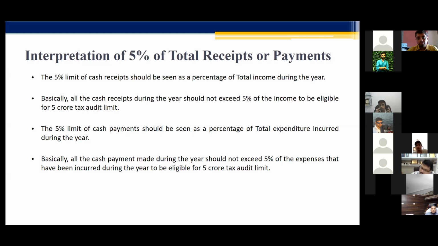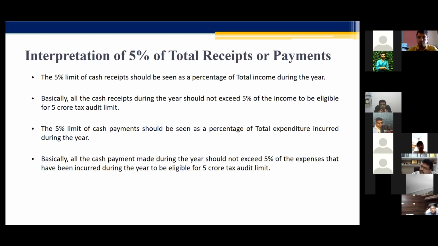So there are various views. Some in the fraternity also discussed to an extent that I should take a bank statement, and whatever are my receipts and payments, I should do a summation. At the same time, I should do a cash book summation and add up all receipts and payments, and then do a comparison of numerator and denominator. So there has been various discussion happening.